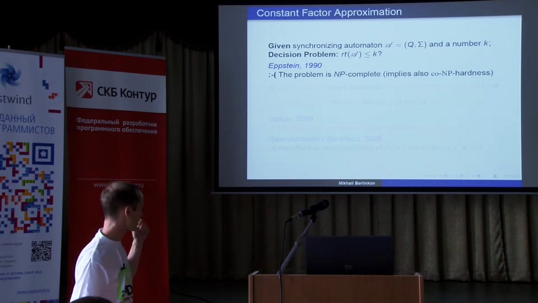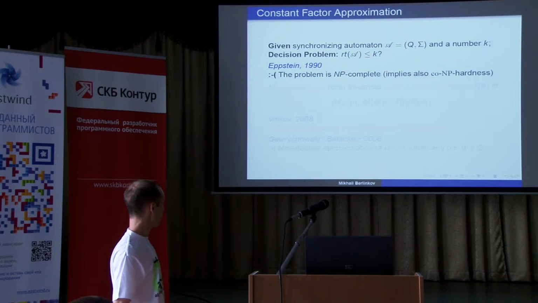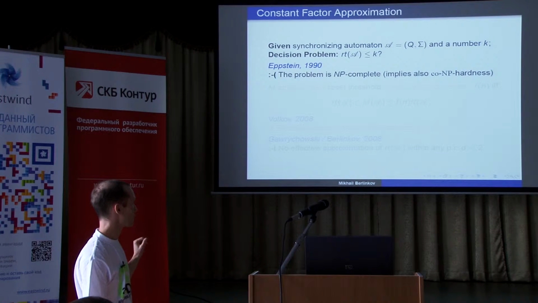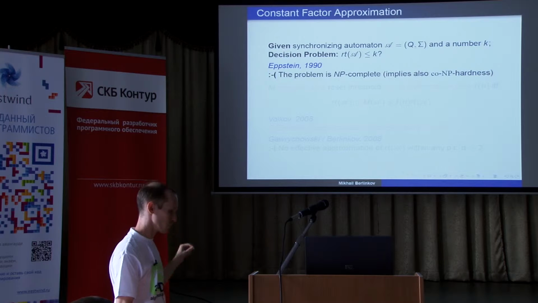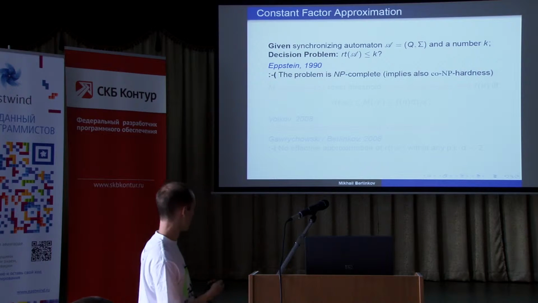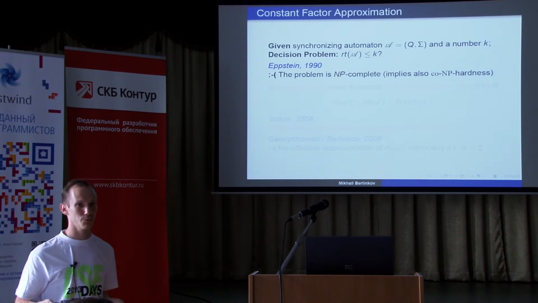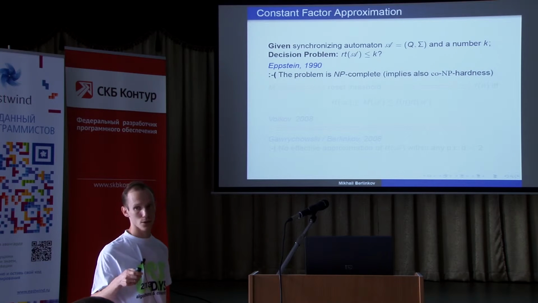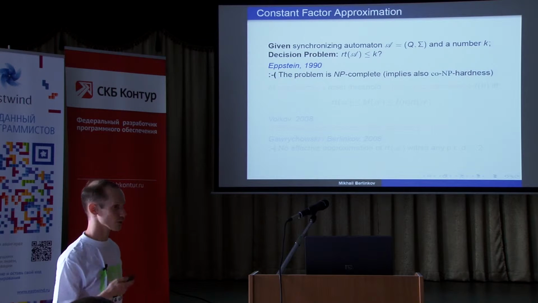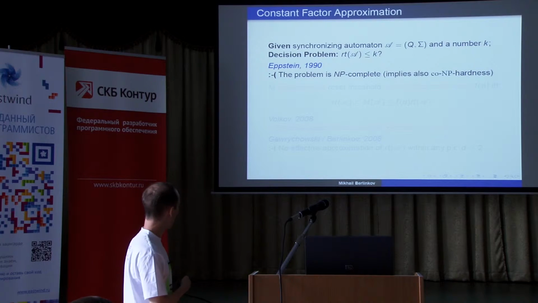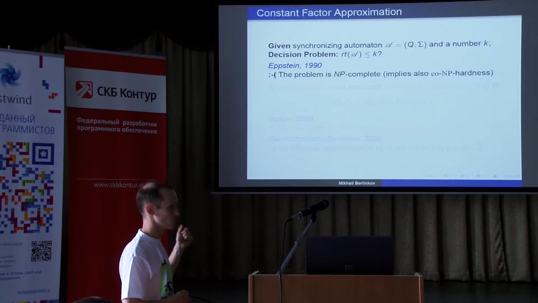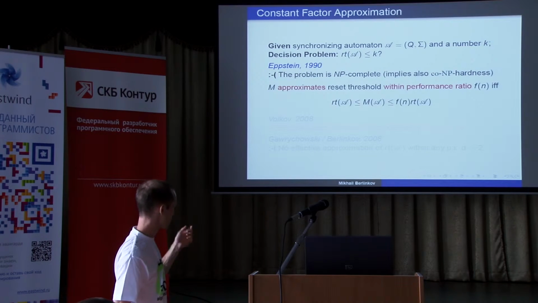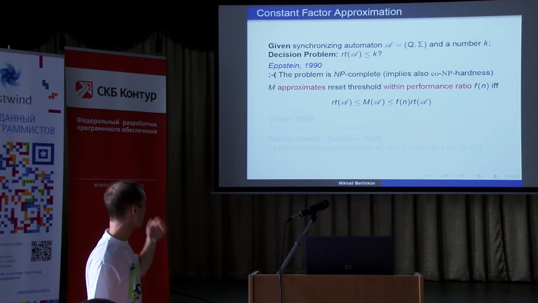And it was proved in 1990 by Epstein that this problem is NP-complete, and actually his proof also implies that this problem is co-NP hard. Thus, unless NP equals co-NP, there is not even a non-deterministic polynomial time algorithm for this problem. However, one can ask about approximation algorithms. Let's recall the definition of an approximation algorithm.